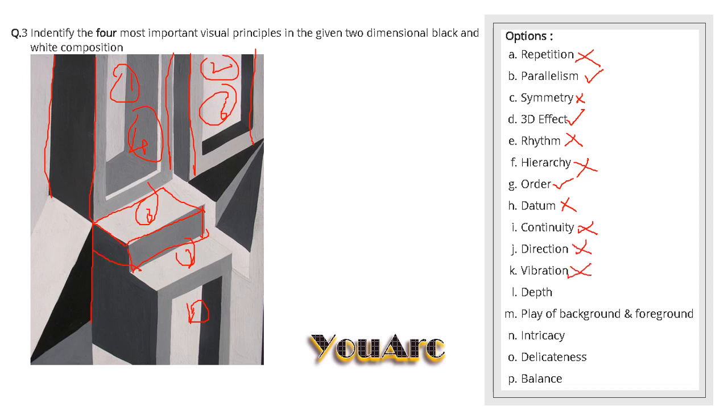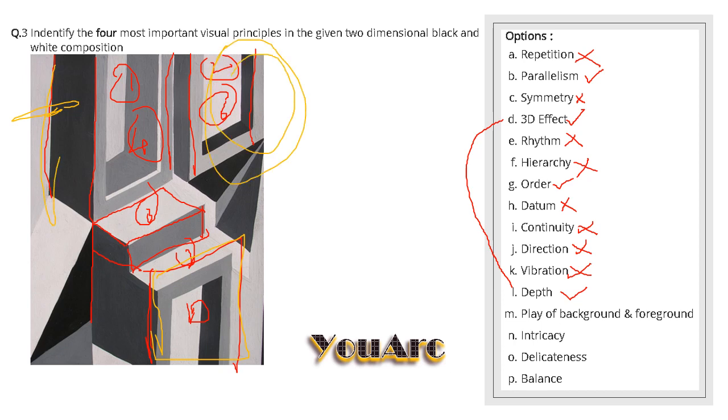Depth, yes, we have depth. That's why the 3D effect is created. So depth and 3D effect are connected. If you have depth, definitely the 3D effect will be there. Play of foreground and background, yes, we can feel this, right? This is close to us. This particular thing, I'll change the color, is close to us, whereas this is far up. This is again close, this is far from the viewer, like that. So we have this play of background and foreground. Something is close to the viewer, something is behind for us.